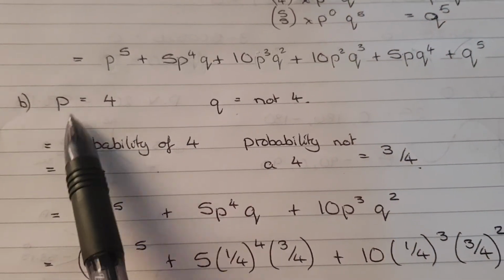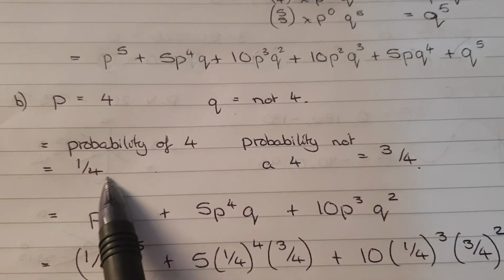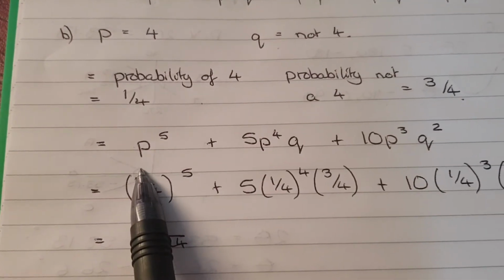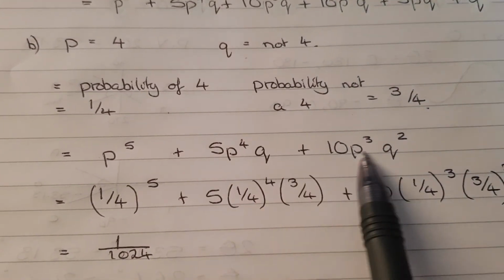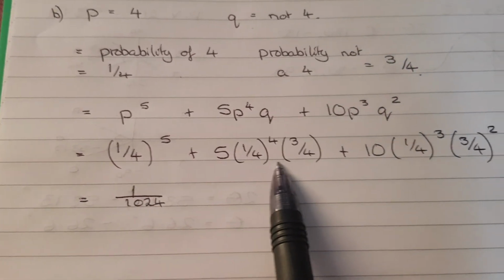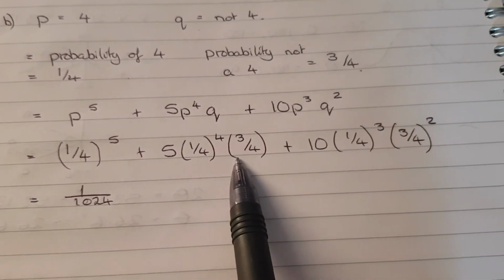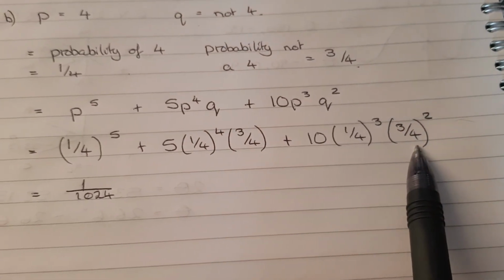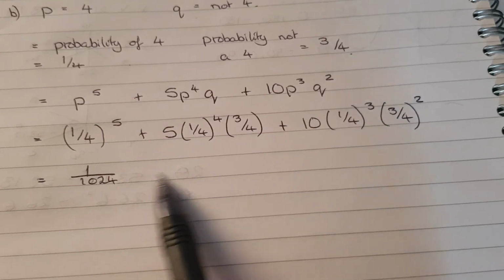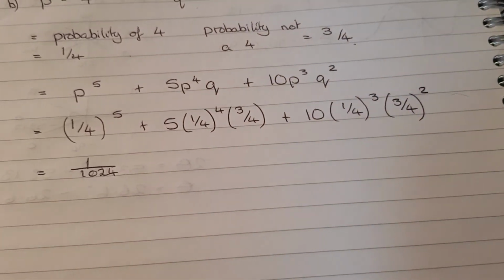So I'm just going to replace P and Q with a quarter and 3/4 in the expansion for the first 3 terms. There's the first 3 terms. There's me replacing P with a quarter and me replacing Q with 3/4. If you expand that all out, I haven't actually done the expansion there, but if you calculate that all out, you should end up with the right answer.